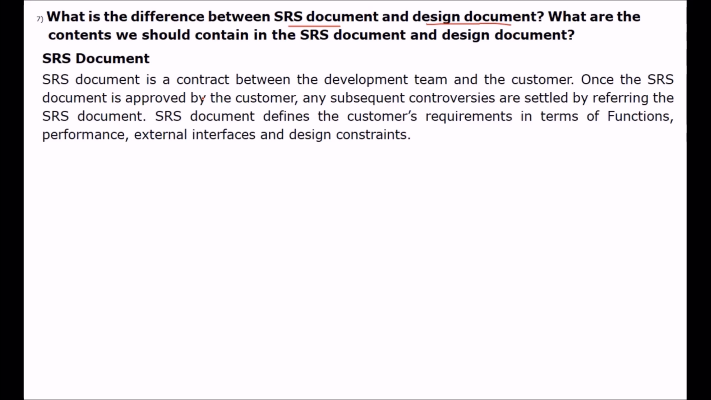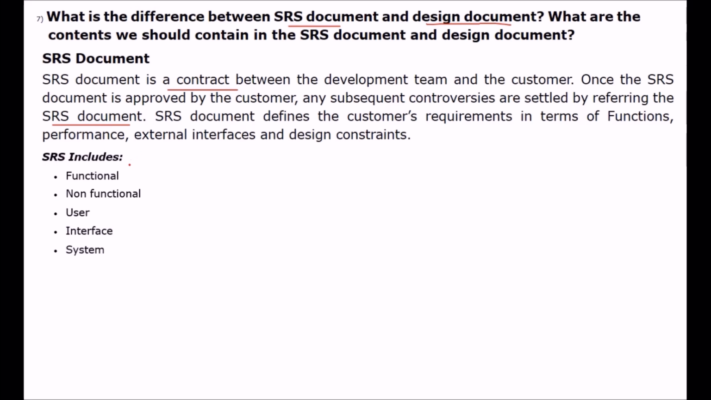SRS document. This is a contract. Please understand, this is a contract between the development team and the customer. It means you have to have a paper on which both of you agreed. Once this SRS document is approved by the customer, any subsequent controversies are settled by referring to this SRS document. The user cannot deny, or the developer cannot deny, because things are in writing now. And the SRS document defines the customer requirements in terms of functions, performance, external interfaces, and design constraints.